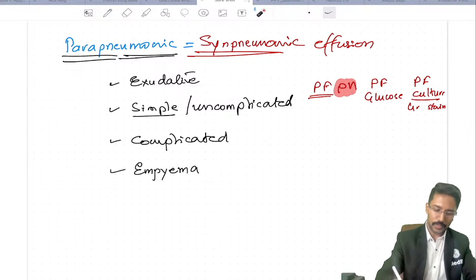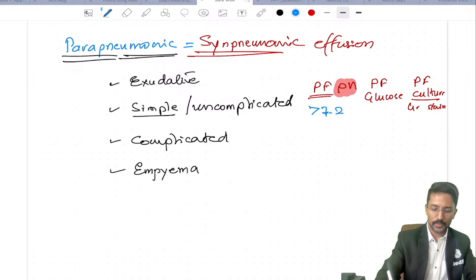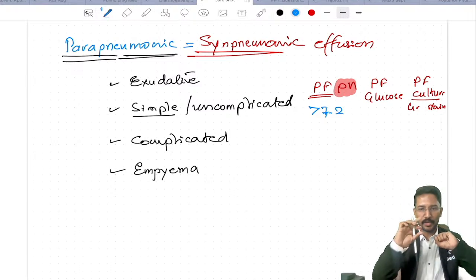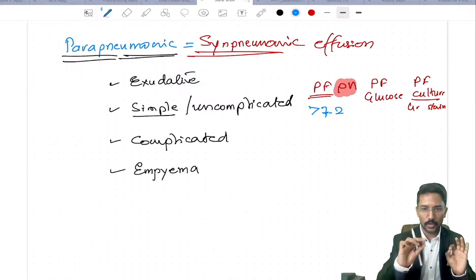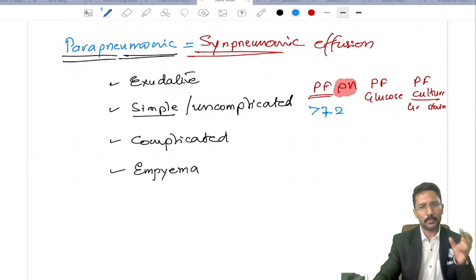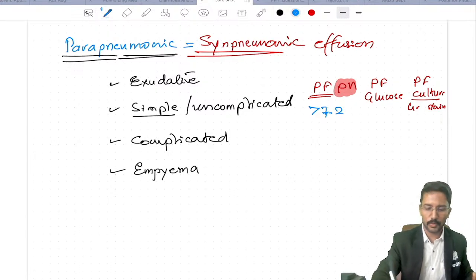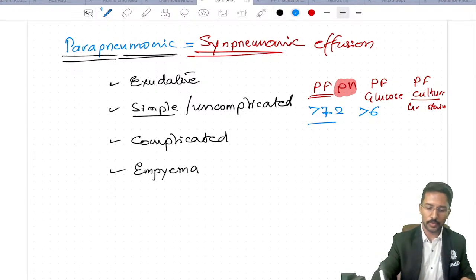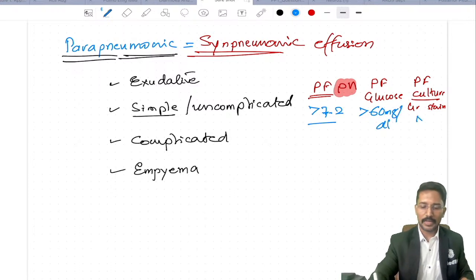In case of simple or uncomplicated effusion, pleural fluid pH will be more than 7.2. The lower the pH, the more active the bacterial metabolism is there, so bacteria are in the fluid. It's not that pneumonia just caused inflammation and fluid seeped into the pleural cavity; bacteria are in the pleural cavity when the pH is less than 7.2. In simple or uncomplicated, it is just the parietal and visceral pleural inflammation that has led to effusion. So pH will be more than 7.2. And for pleural fluid glucose, the lower the glucose, the more bacteria are taking it up for their metabolism, so here it should be more than 60 milligrams per deciliter. And the culture or gram stain should be negative.